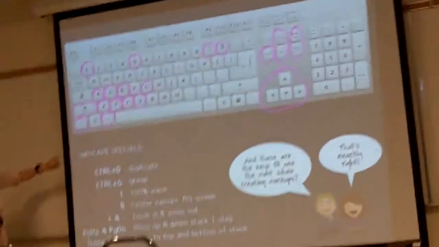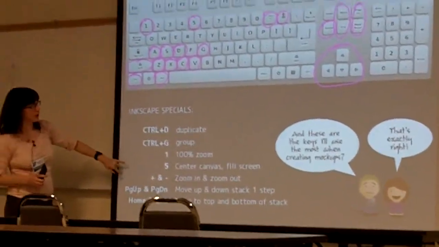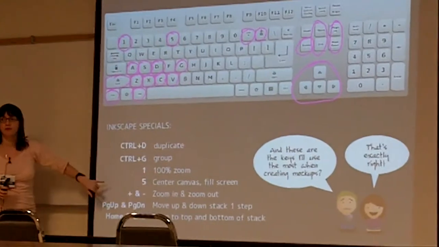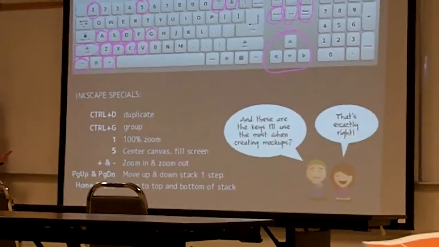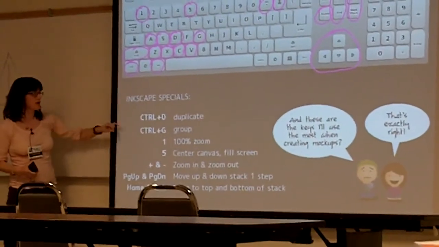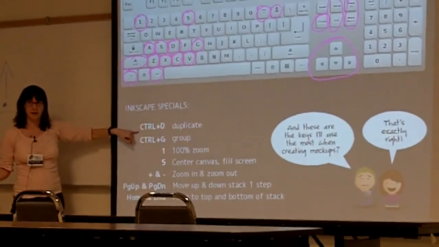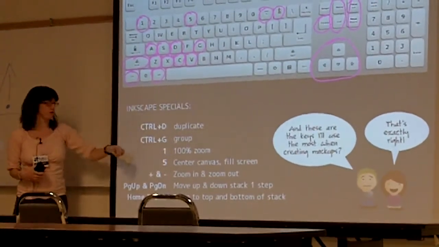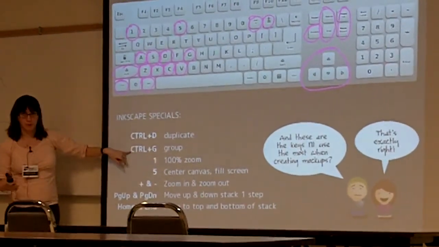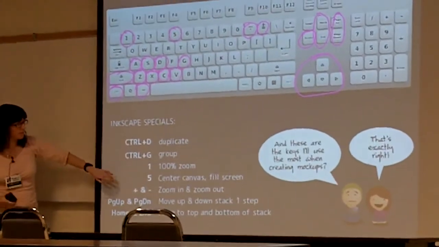So what I did is I called out the little shortcuts that are really important for Inkscape usage to streamline a mock-up creation workflow that really aren't common in other applications. And the #1 is Control-D. We'll go into that in depth later, but just know that it will create duplicates of any object you've selected. Control-G will group objects. We'll go into that in depth later.